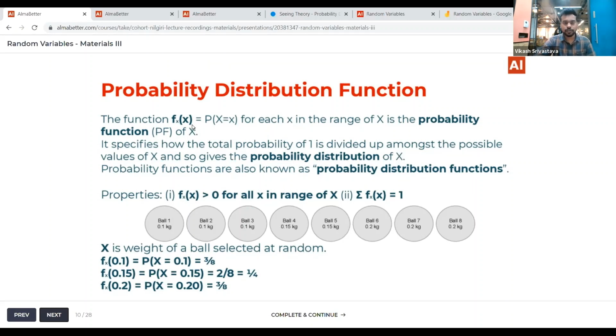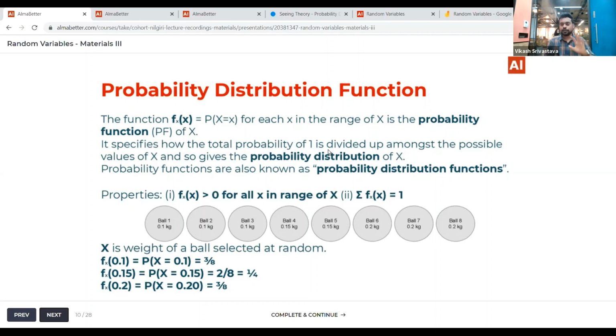So this is small x, and then this is the random variable, in fact. It specifies how the total probability of 1 is divided up amongst the possible values of capital X, and it gives the probability distribution of X, right?